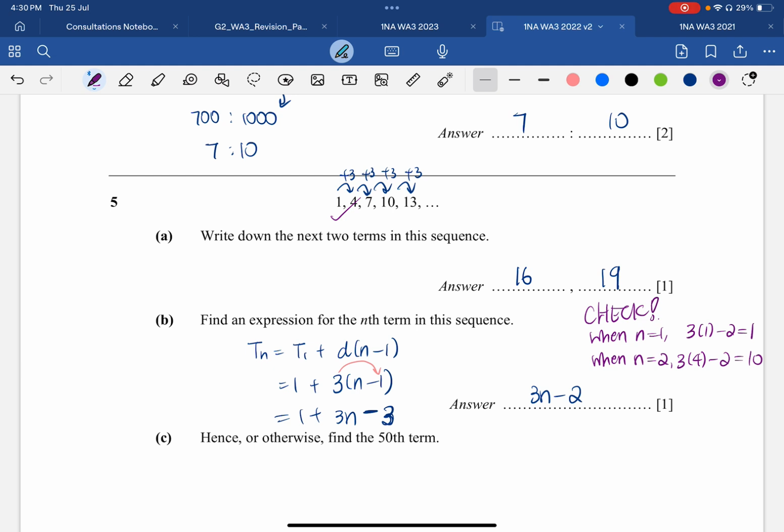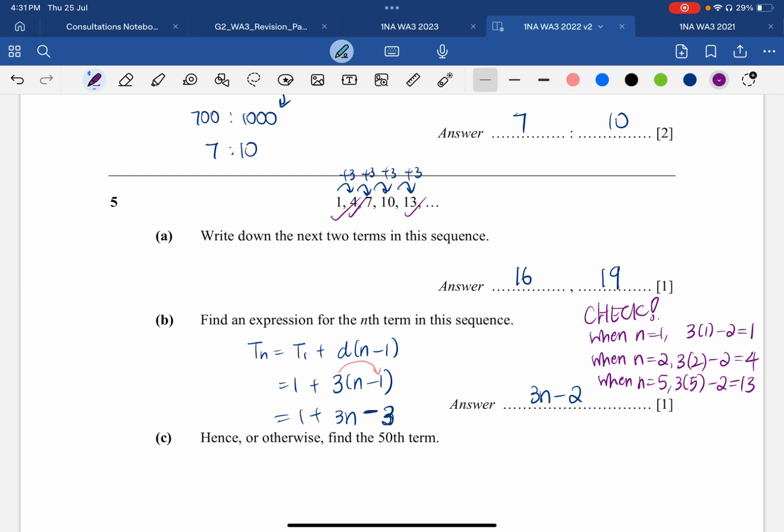Sorry, what am I doing? When n equals 2, 3 bracket 2 minus 2. 3 bracket 2 is 6. 6 minus 2 gives you 4. Okay, so that's correct also. And then you check one more time. When n equals, let's say, 5, it should give you 13. So 3 times 5, that's 15. 15 minus 2 gives you 13. So that's also correct. Okay, so that's how you know your final answer, 3n minus 2, is most likely correct.